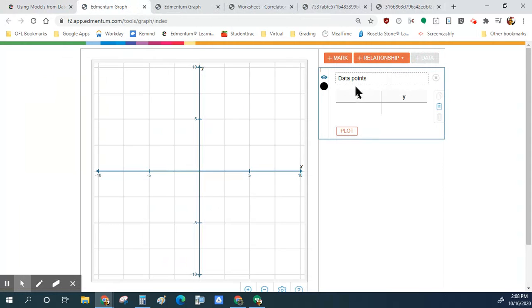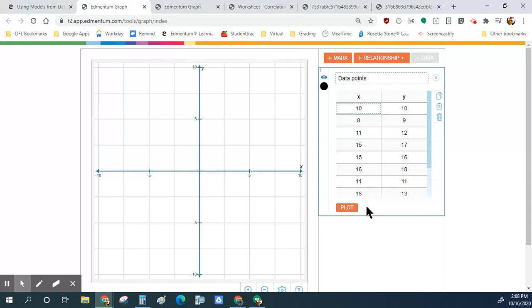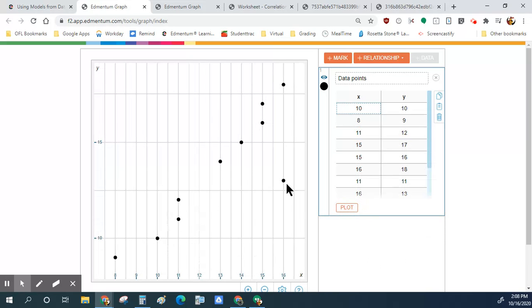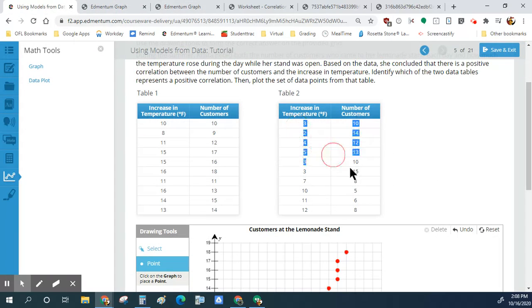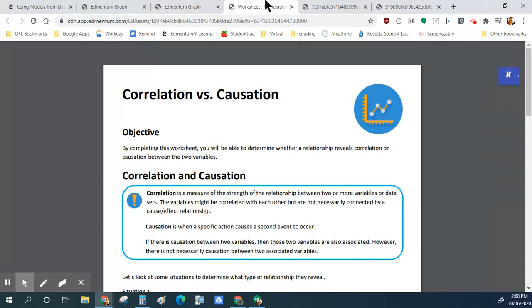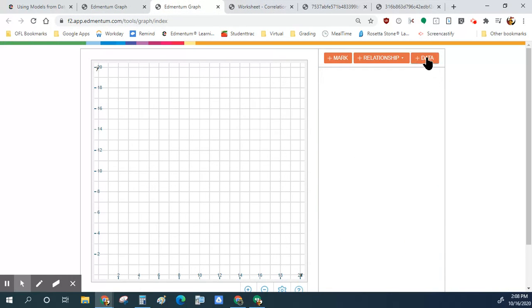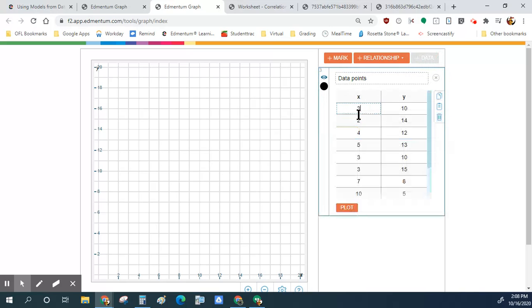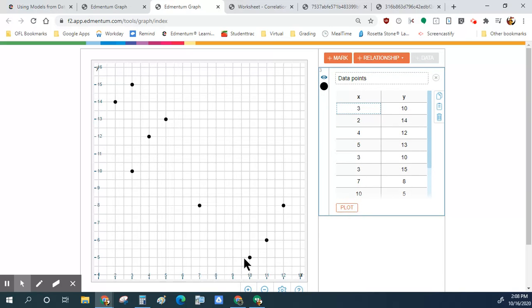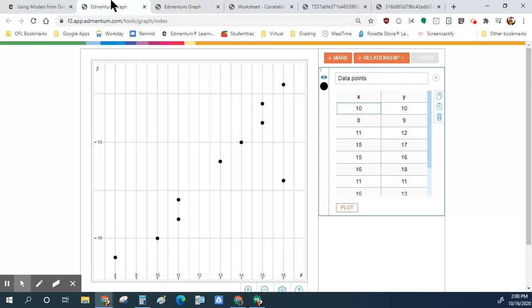So let's go into graph again. And if we were to graph this data set, this one also has a positive correlation. If we're looking at both of them, they both have positive correlations. Wait, did I graph the right one? I totally didn't graph the right one. Oh, that's right, because I click copy on the data point. There we go. So if we plot this one, we see this one has a negative correlation.